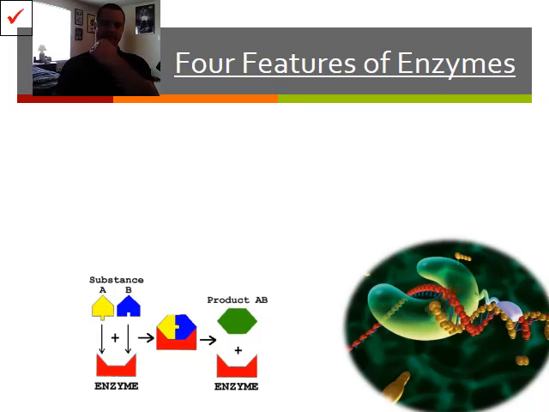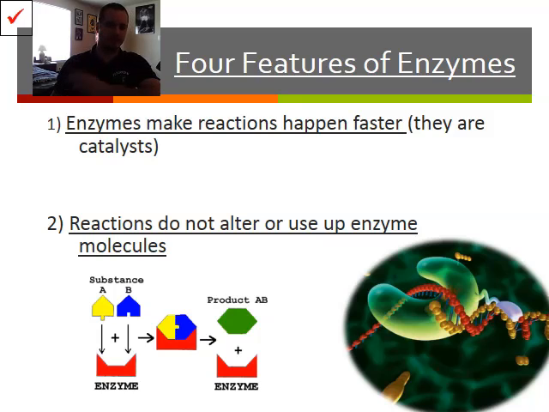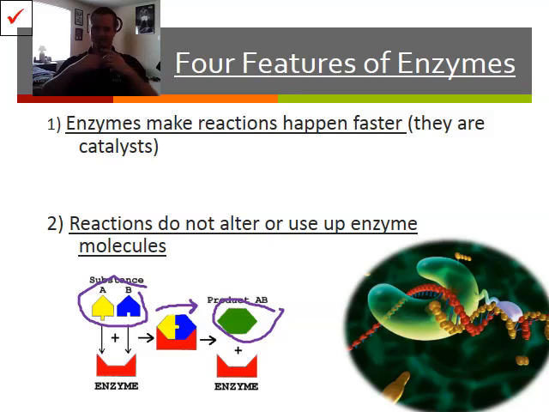So enzymes have primarily four features. The first two we're going to talk about are enzymes make reactions happen faster. So they are catalysts, they make the reaction occur much more quickly. And also, reactions do not alter or use up enzyme molecules. So once the enzyme takes in the substrates, goes through the reaction, and kicks out the product, that doesn't mean we have to get rid of it. Nope. Enzymes can be used hundreds and hundreds of times before they finally need to be recycled.